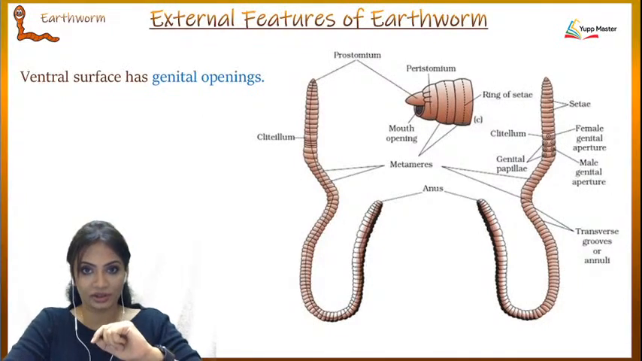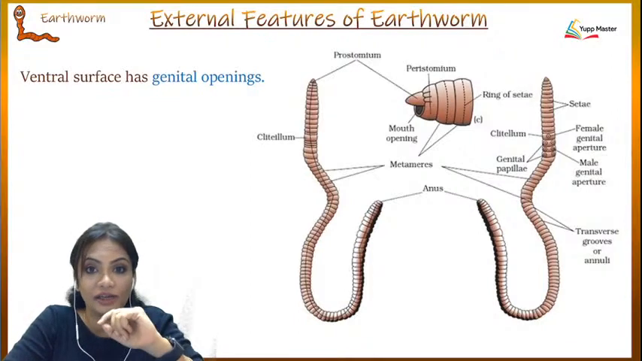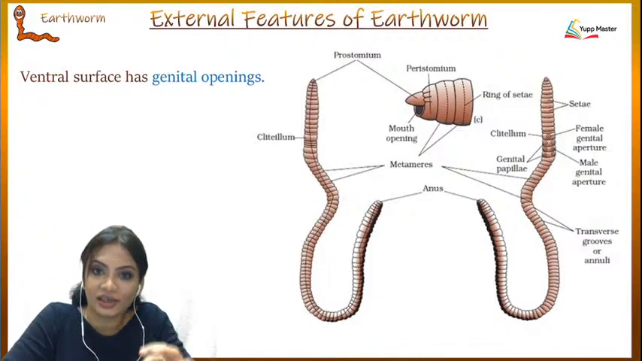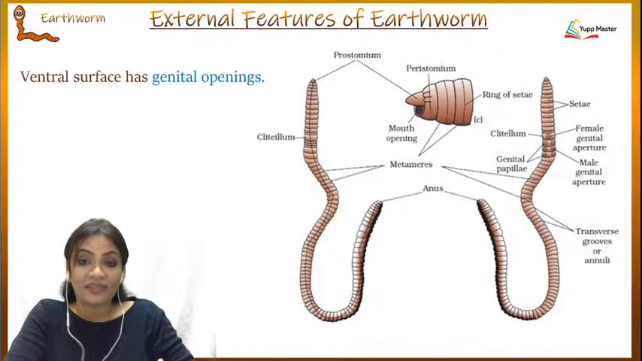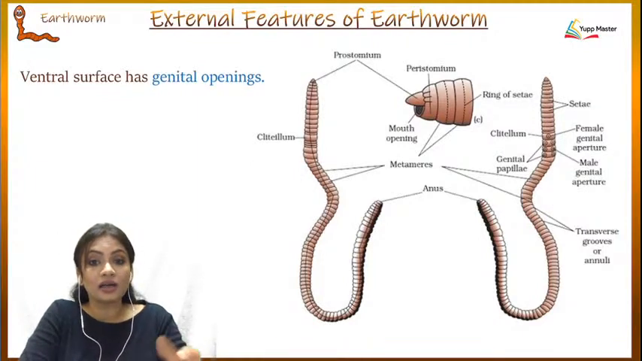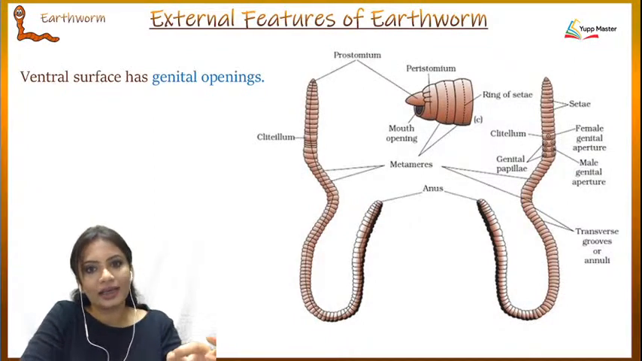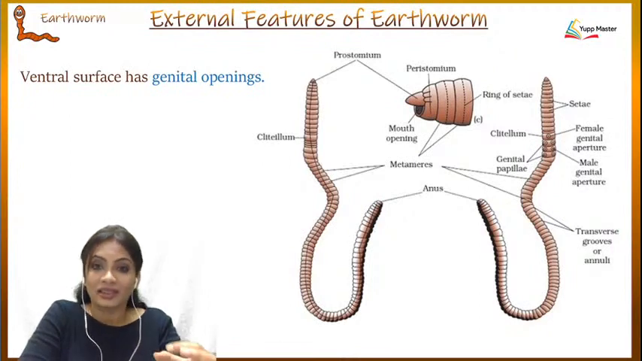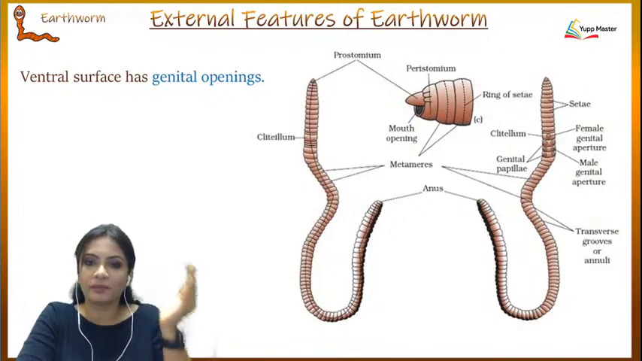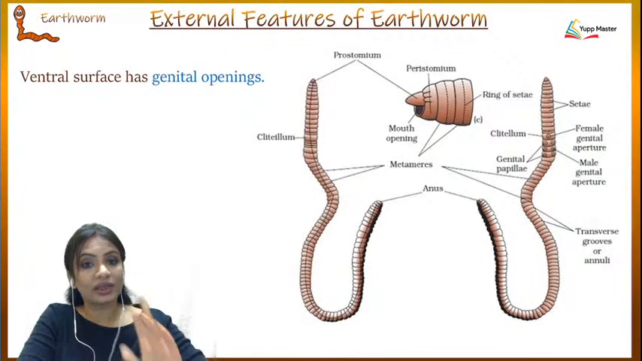Now my next question is, if you pick up the earthworm, what is it that we can find on the ventral side? On the ventral side, this earthworm has genital openings. Remember one thing, that this earthworm belonging to annelids, all the annelids are hermaphrodite, which means that even the earthworm is an example where one organism will be having both the male genitalia and the female genital organs. Okay, so both are present.